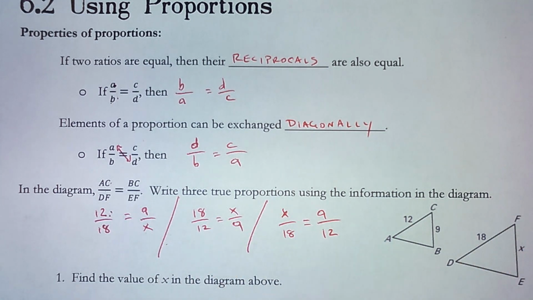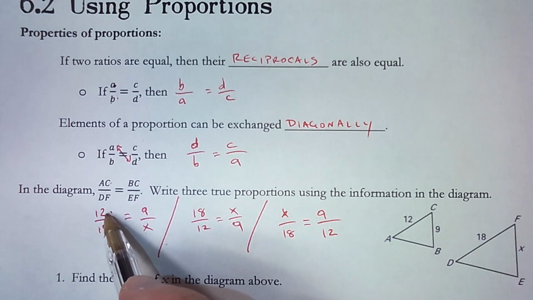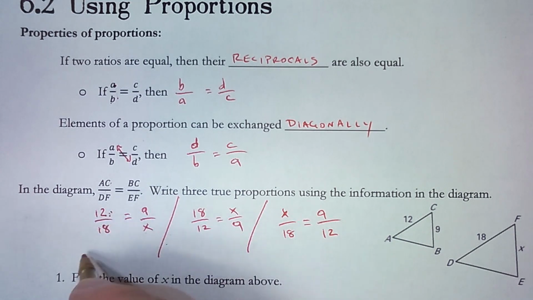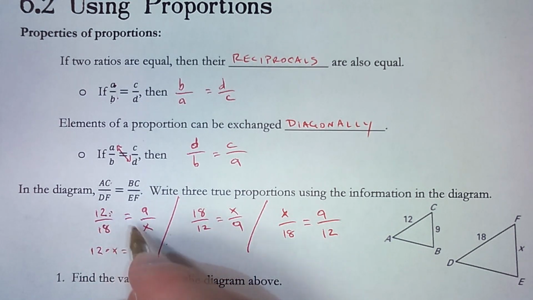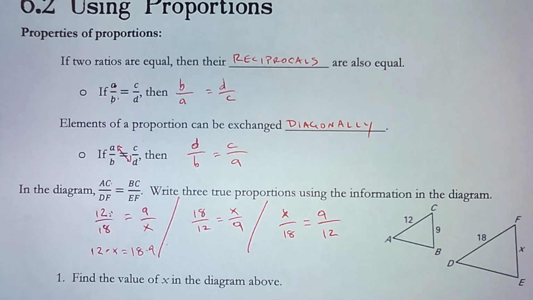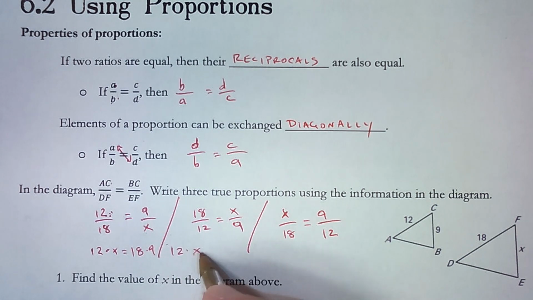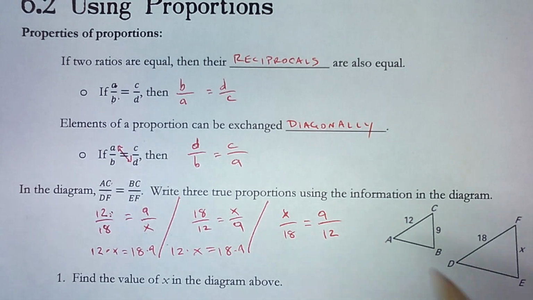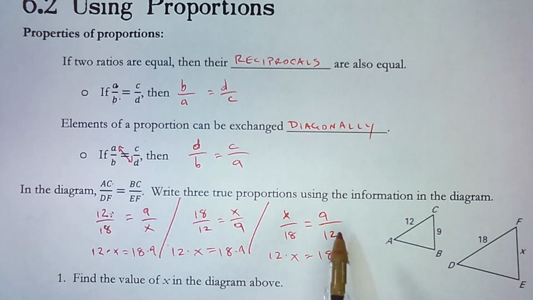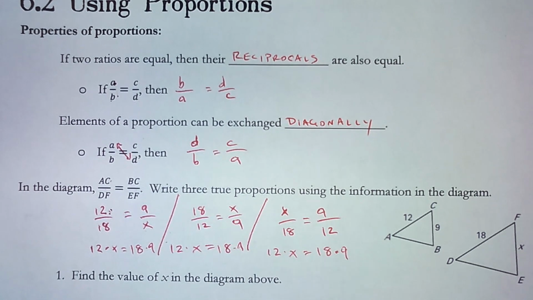They're all equally true. Now, let's just test that. If I do the cross products, I get 12 times X equals 18 times 9. If I do cross products here, I get 12 times X equals 18 times 9. And here, if I do the cross products, I get 12 times X equals 18 times 9. As long as the cross products end up the same, then all three of these proportions are equally true.